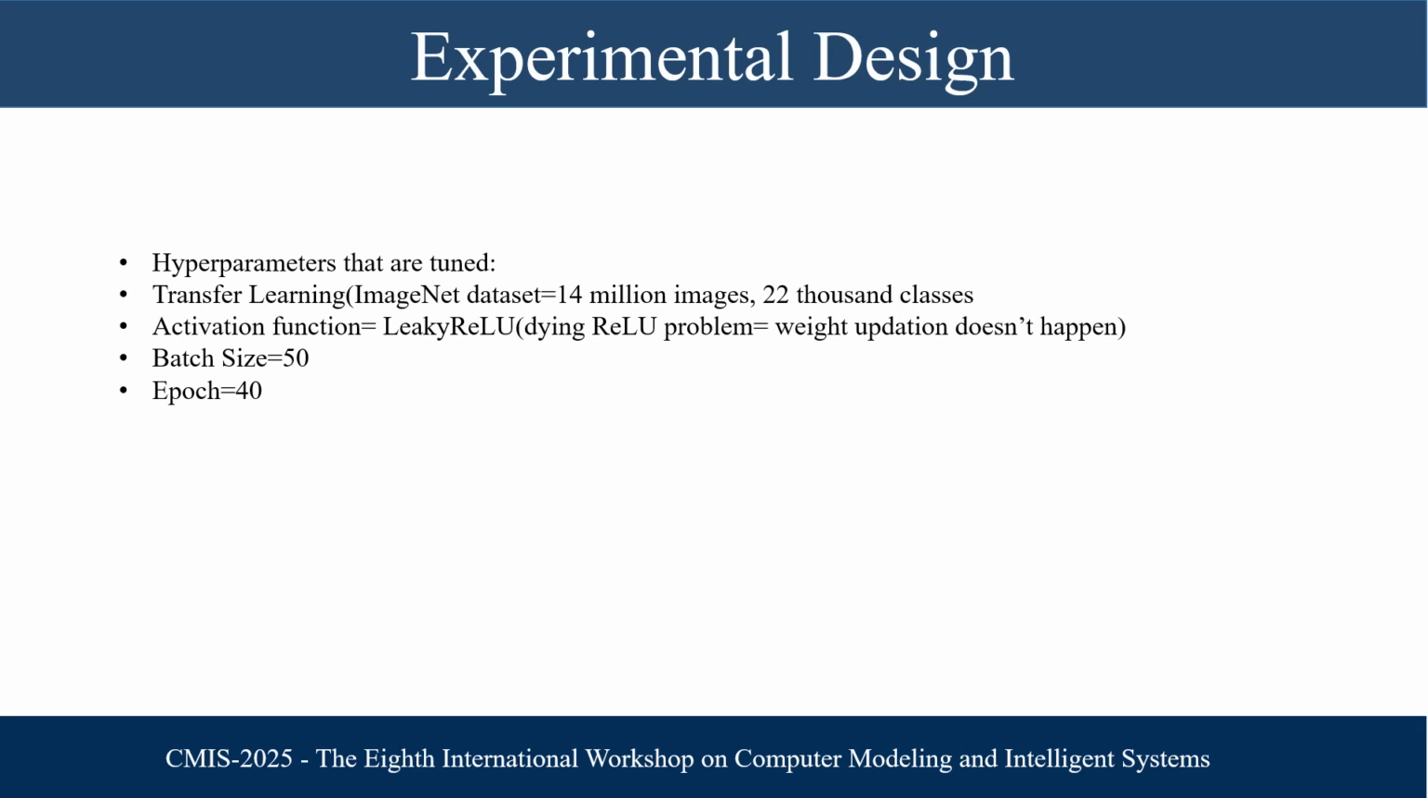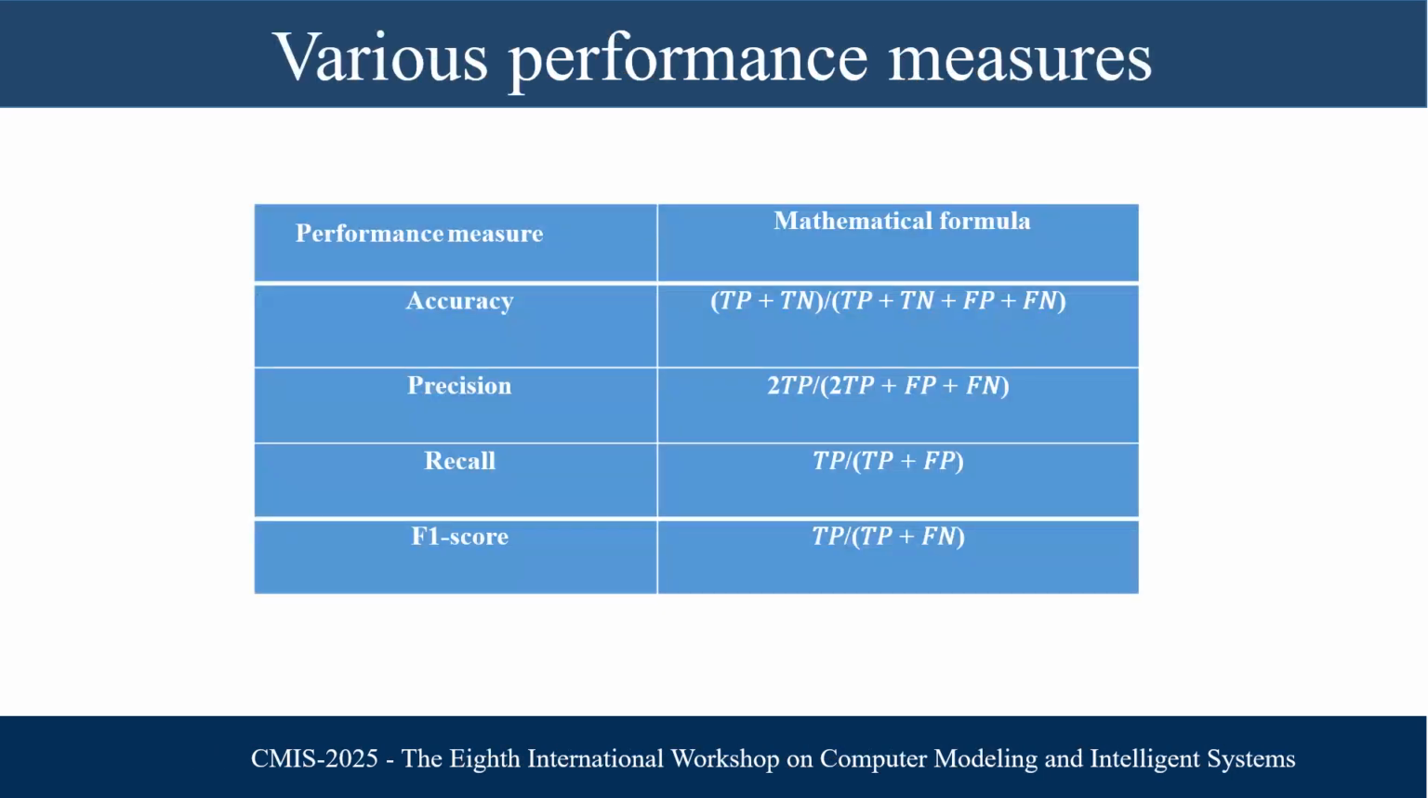These are the hyperparameters which I have used. First of all, I have used the transfer learning technique, in which the models are already trained on the ImageNet dataset. This dataset approximately contains 14 million images and 22,000 classes. I have used the leaky ReLU activation function, as the dying ReLU problem exists, in which weight updation doesn't happen. So I have used leaky ReLU in my fine-tuned models. I have set the batch size as 50 and run 40 epochs for training and testing my models.